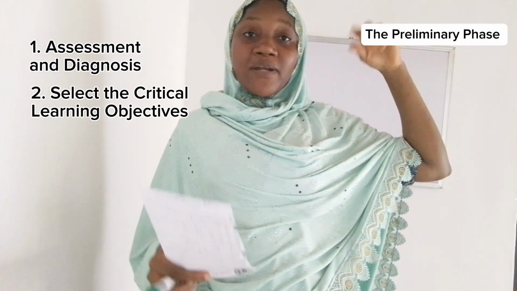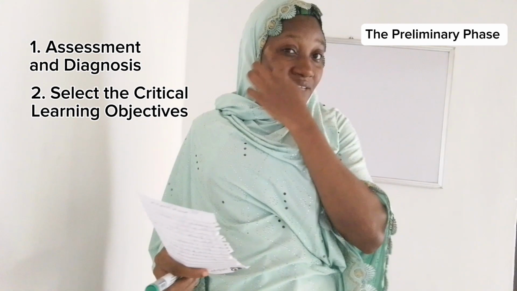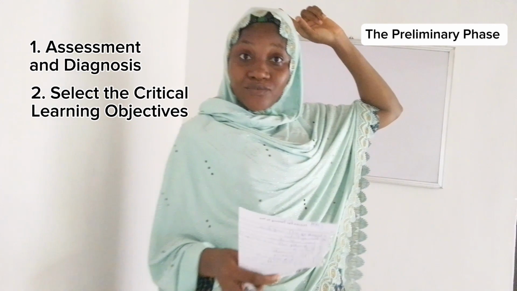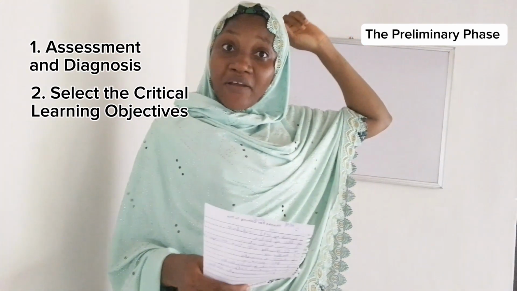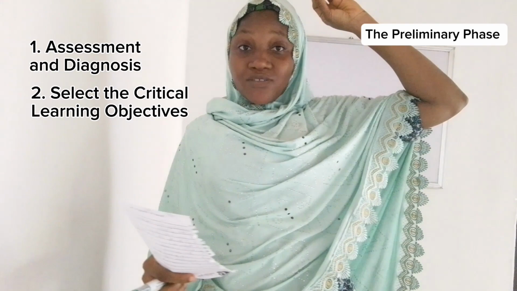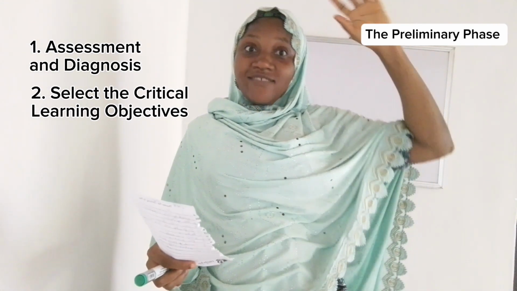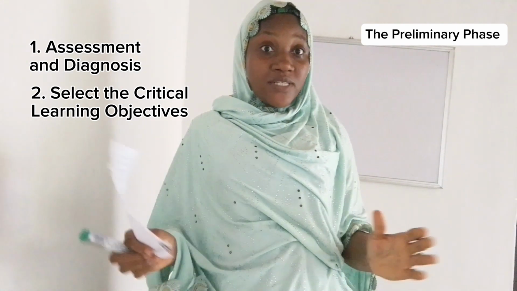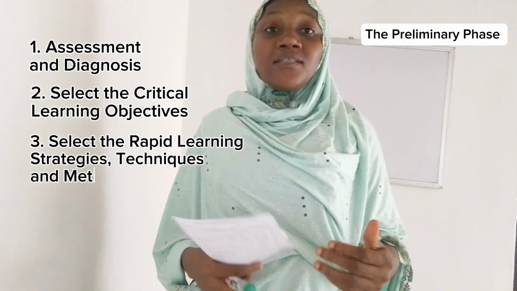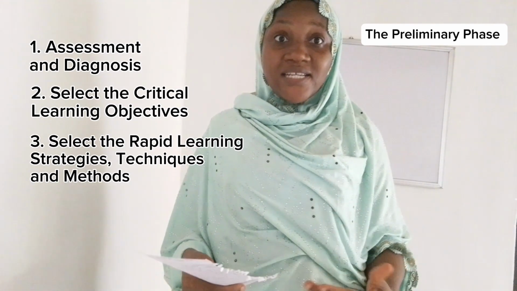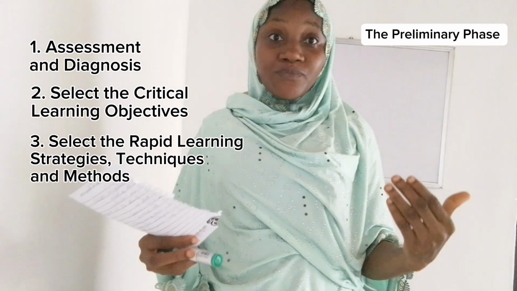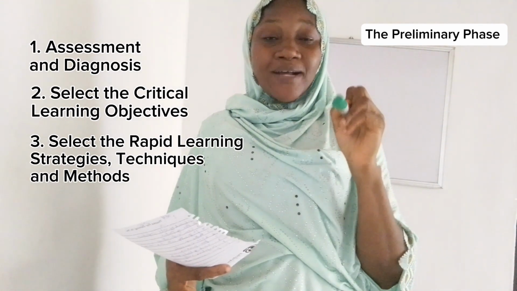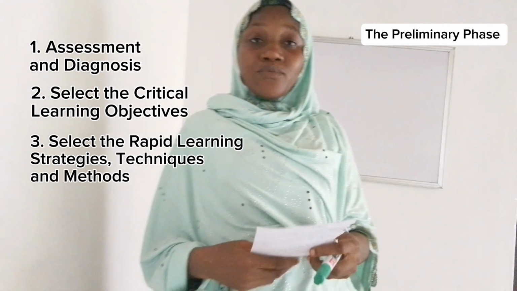Now, maybe the student is primary 5, the critical learning objective can be what you should have covered in primary 3, the foundational topics. So once you cover that primary 3 topic, then automatically the primary 5 topics that the student is having issues in will be settled. Then you have to select the rapid learning strategies, methods, and techniques that can be used to close that particular critical learning objective.